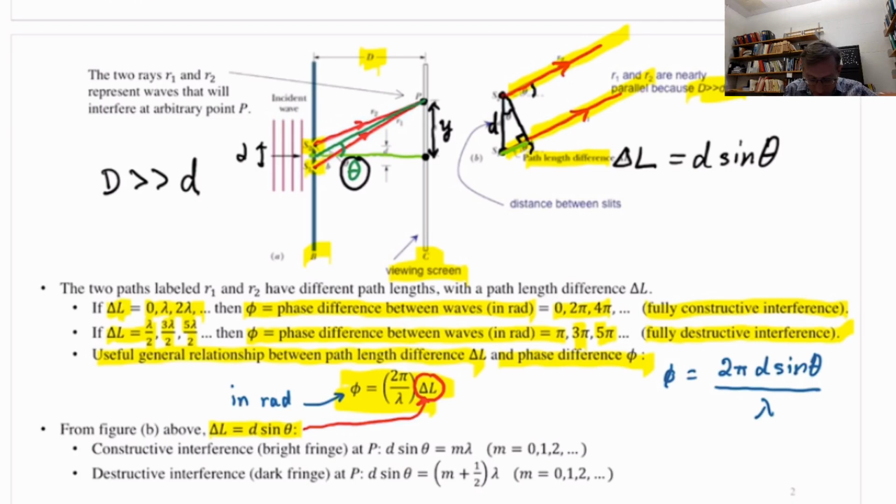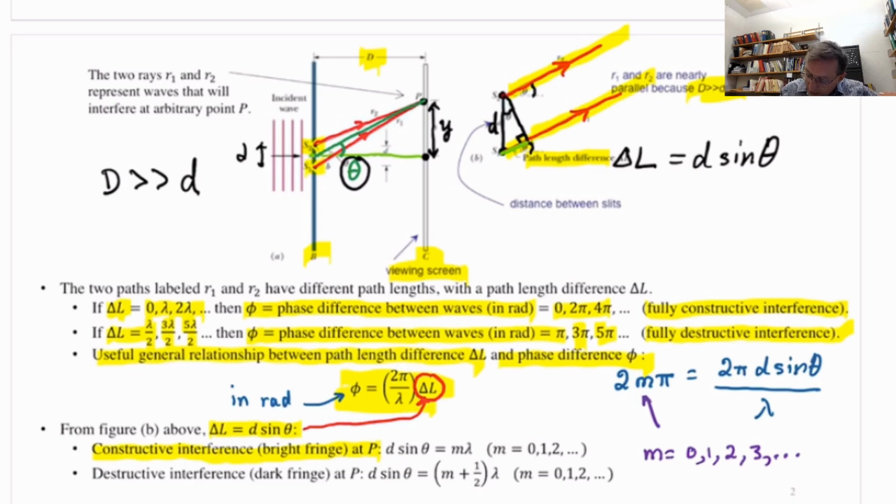If we want to have constructive interference, a bright fringe at point P, then we want this phase difference phi to be either 0, 2 pi radians, 4 pi radians, 6 pi radians. The way to write that in general is 2m pi in radians, where m stands for an integer that can have the value 0, 1, 2, 3, ... And that will mean you'll have fully constructive interference and a bright fringe.